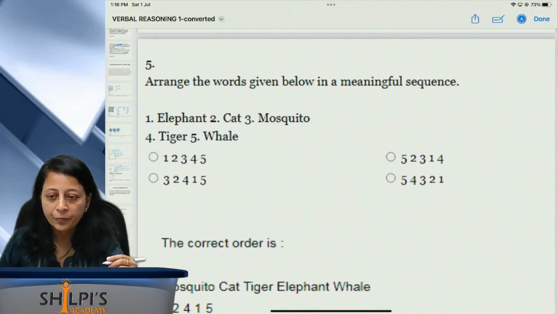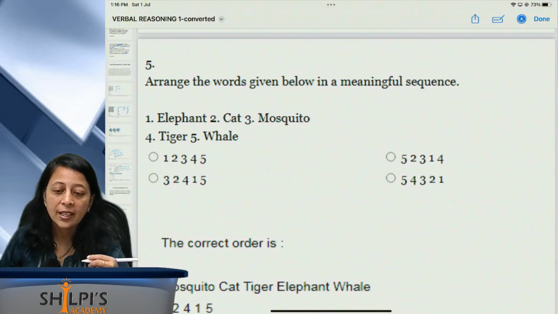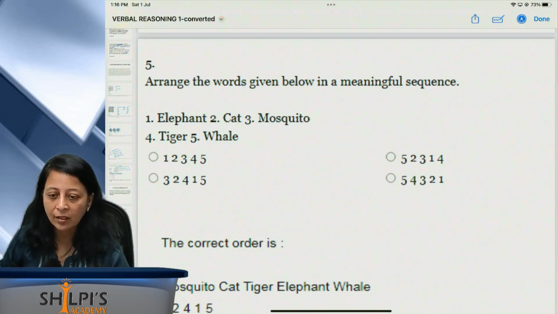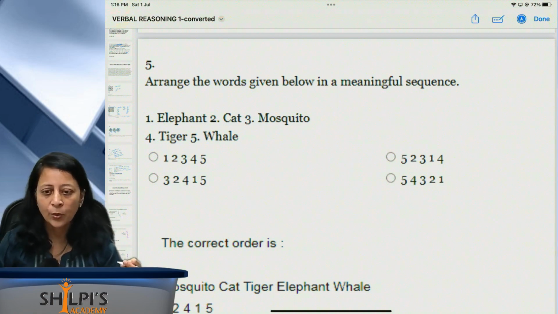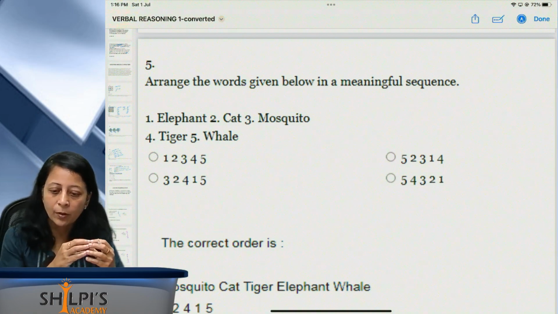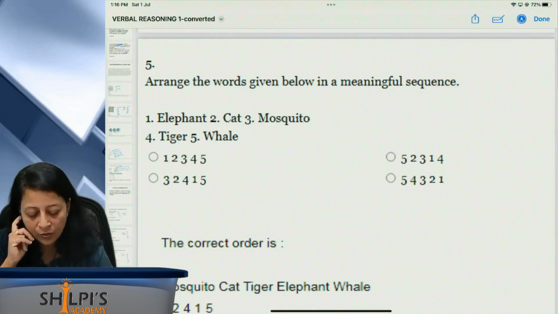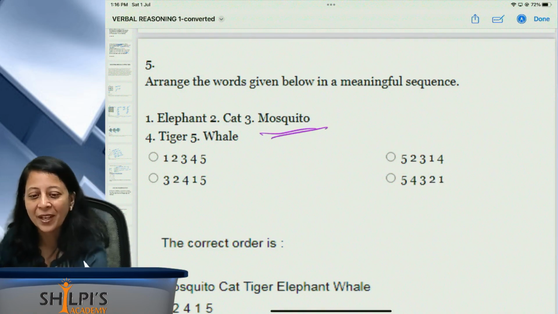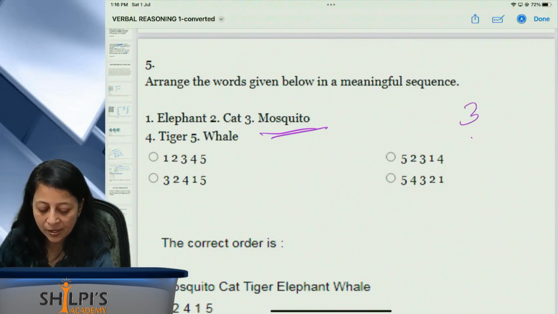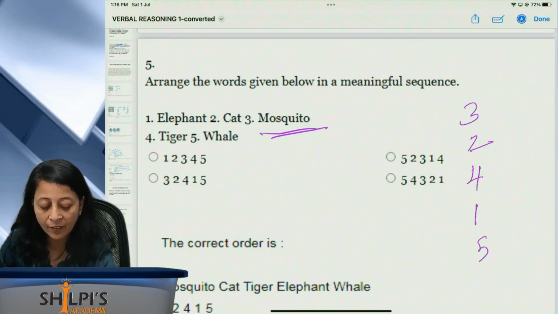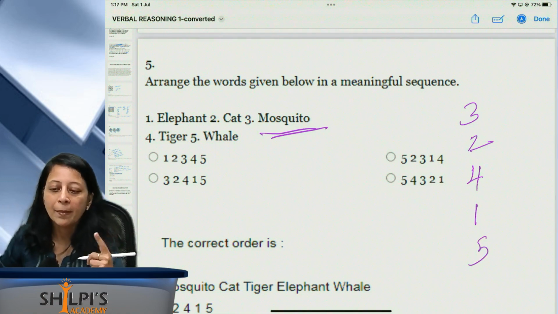Arrange the words given below in a meaningful sequence: elephant, cat, mosquito, tiger and whale. You have to go from the smaller animal to the bigger animal. Which is very small? Mosquito is a very small insect, right? So mosquito, then comes cat, then your tiger, then your elephant, then the whale. Whale is said to be the biggest mammal, right?